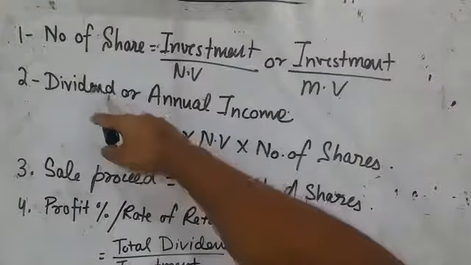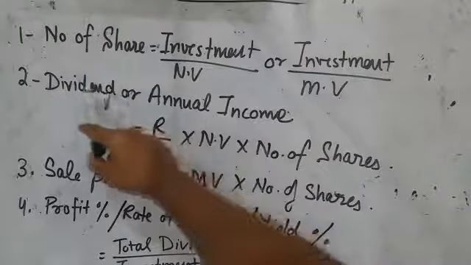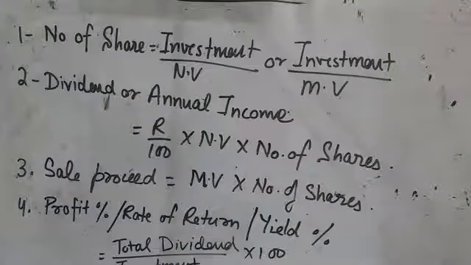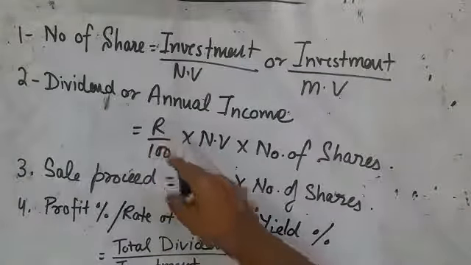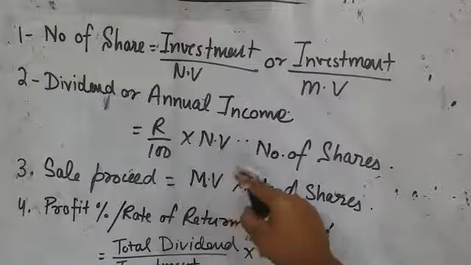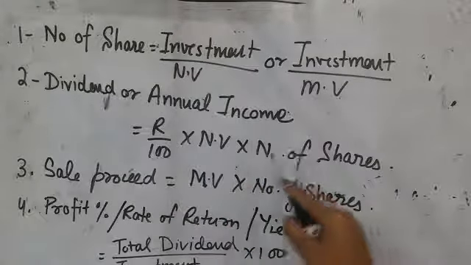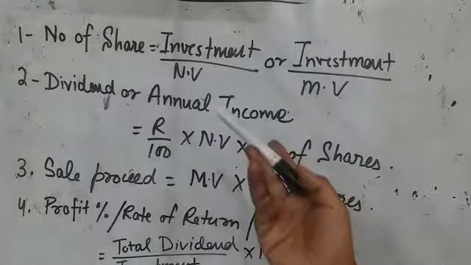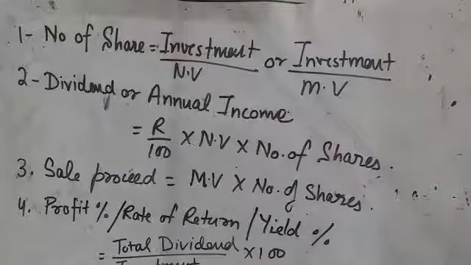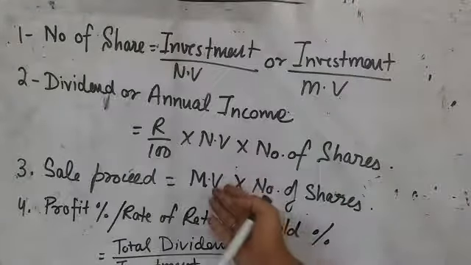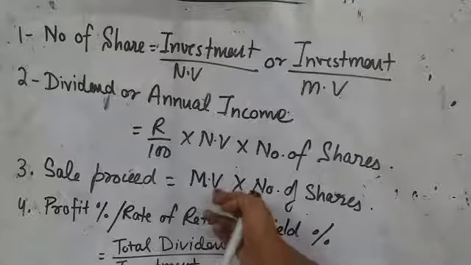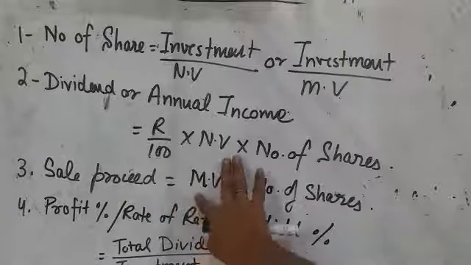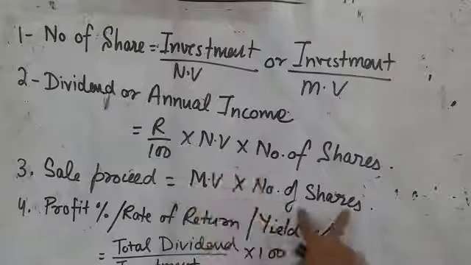Now next is dividend or annual income. Both the terms are the same, dividend or annual income. It is rate of dividend upon 100 into nominal value into number of shares. Sale proceed we have already discussed. Suppose we are selling the share today or tomorrow. Whatever is the rate at that particular time and date, that will be the market value. We will get that value multiplied by number of shares.